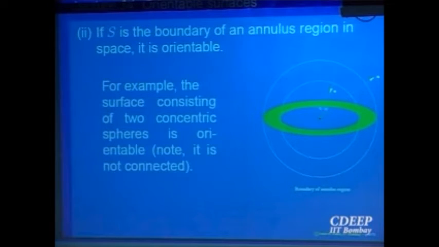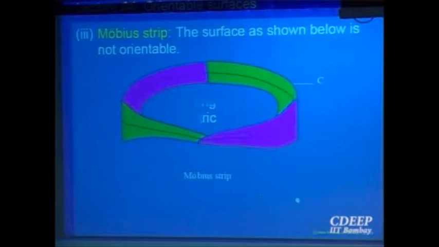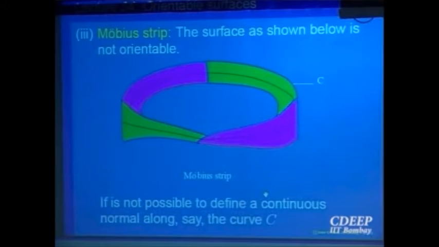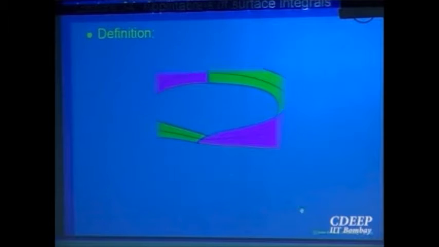These are all surfaces which are orientable, and the Mobius band is one surface in R3 which is not orientable, because whatever way you define the unit normal, it won't be a continuous one. Right? Okay.